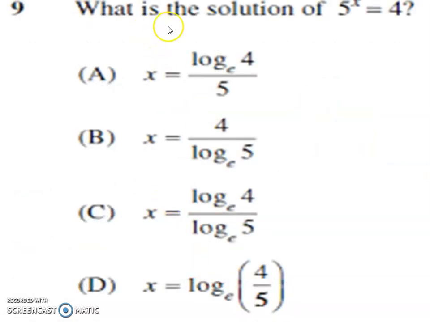One more question: what is the solution of 5 raised to x equal to 4? Is it x equal to log 4 to the base e to the base 5, or x equal to log 4 upon log 5 to the base e, or x equal to log 4 to the base e times log 5 to the base e, or the last one, x equal to log 4 upon 5? Which of these four options is right for the solution of 5 raised to x equal to 4? It is your homework question. You must note down all these things and think about it. It is very interesting.